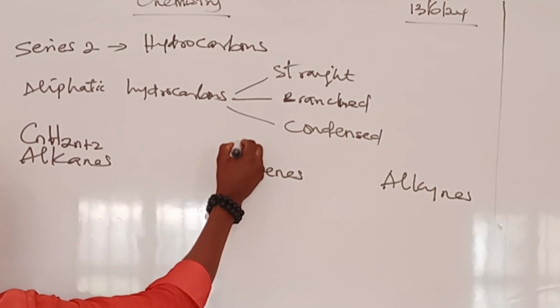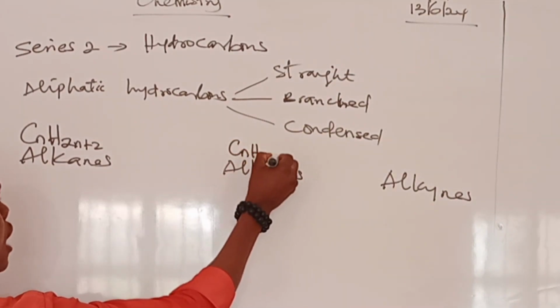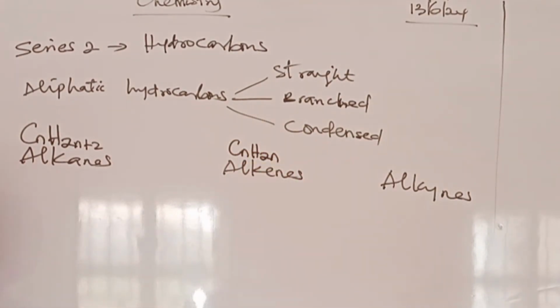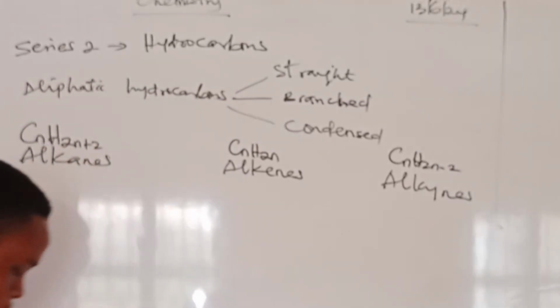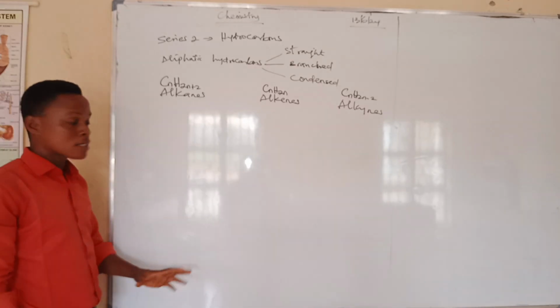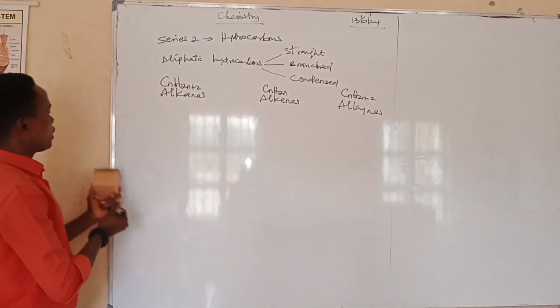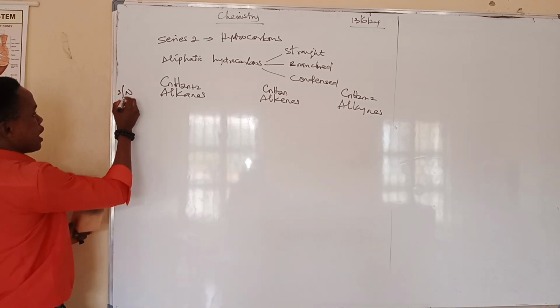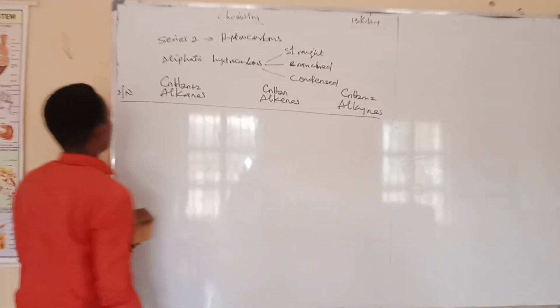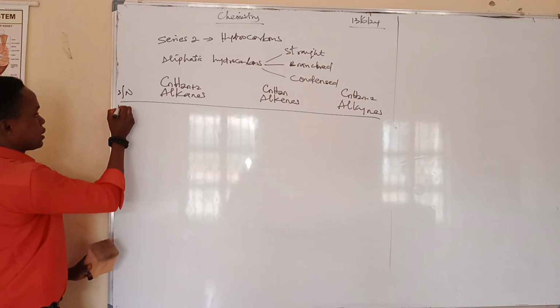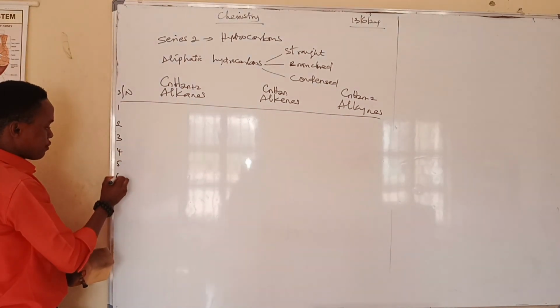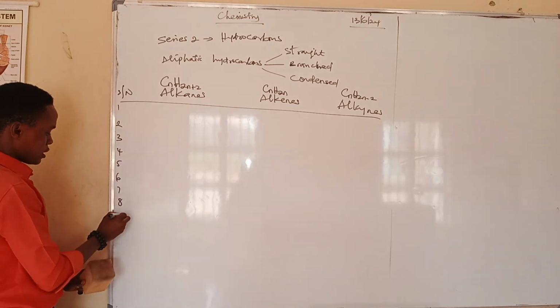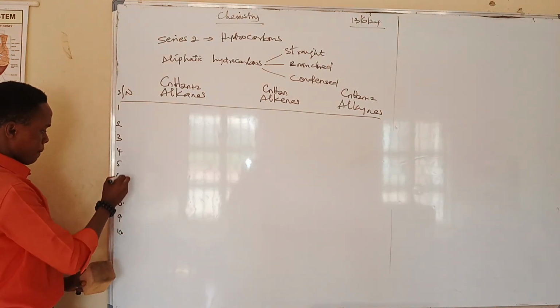And alkenes have the general molecular formula CnH2n. Then alkynes have the general molecular formula CnH2n-2. What it means is that we have a letter n, and that's a number. So for n, let's number 1 to 10: 1, 2, 3, 4, 5, 6, 7, 8, 9, and 10.